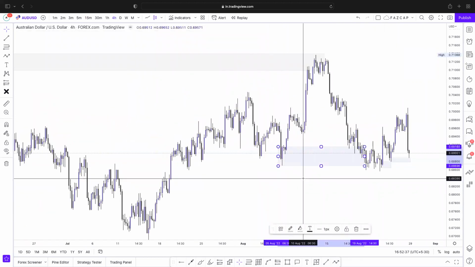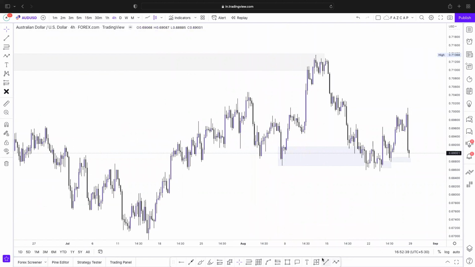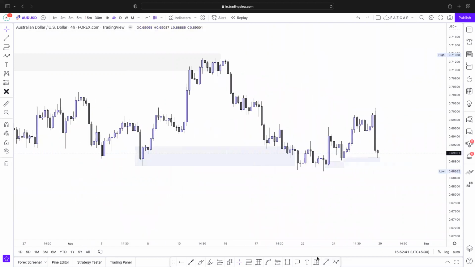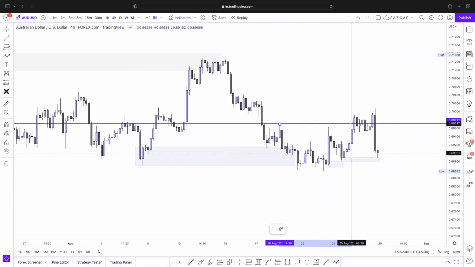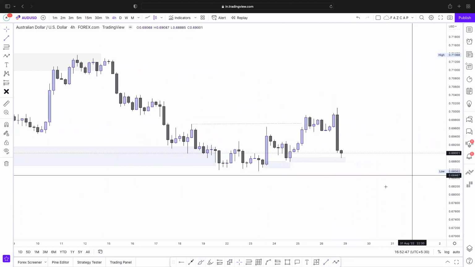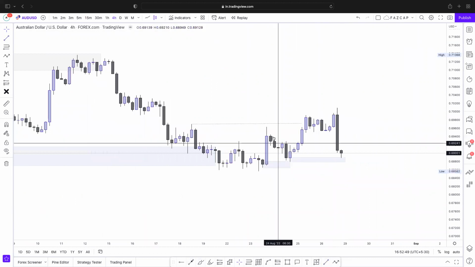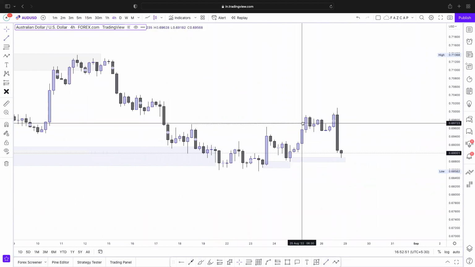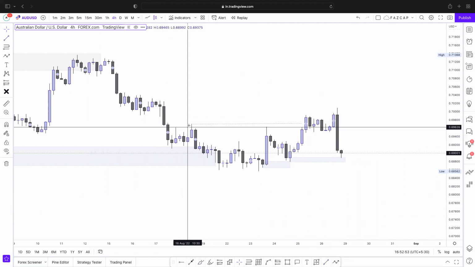So on AU, this was the 4 hour break of structure here, and after this 4 hour break of structure we can see the market has swept this high. Market swept this high over there, and before sweeping this high, we broke this structure, we broke this structure.